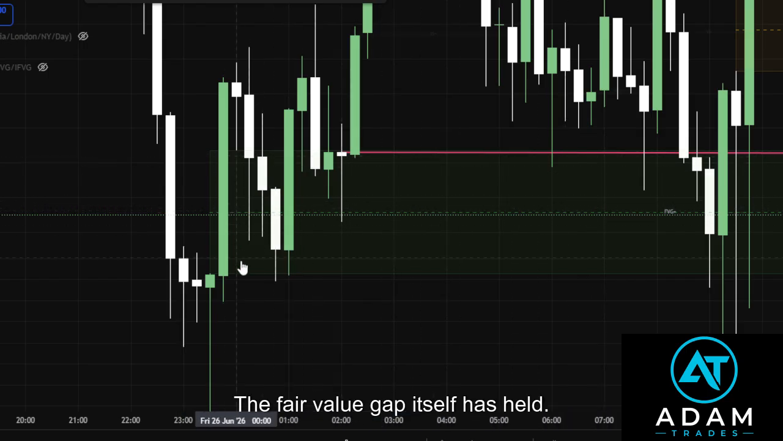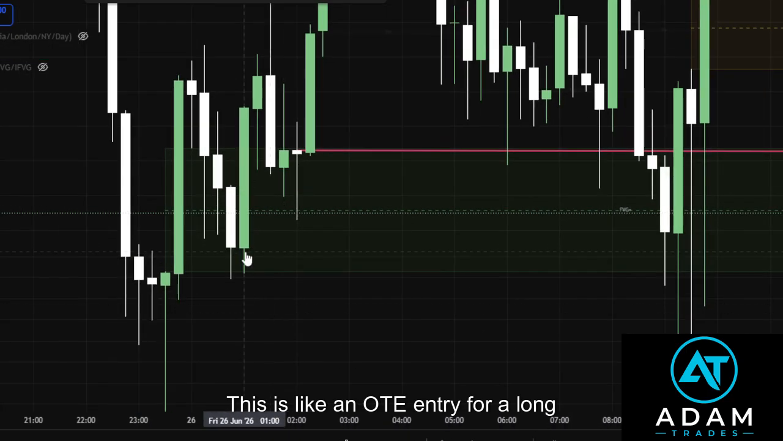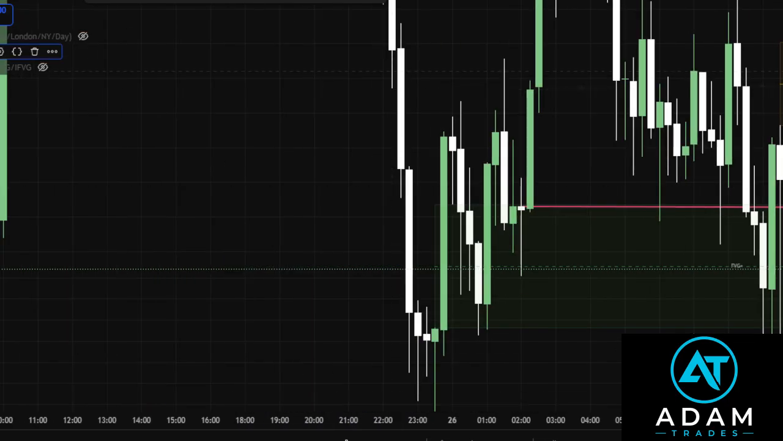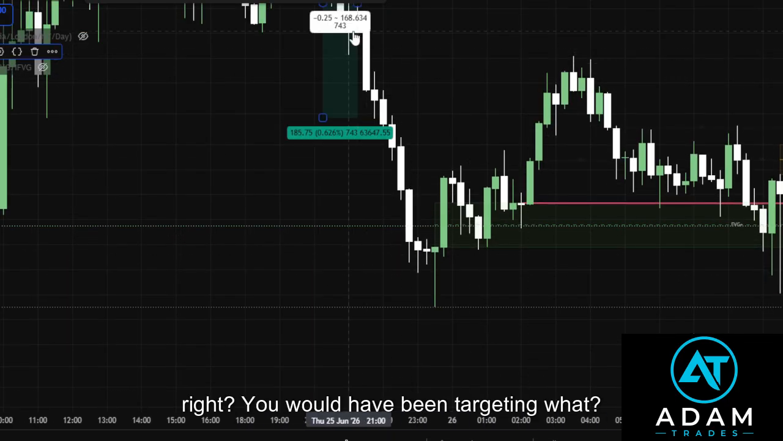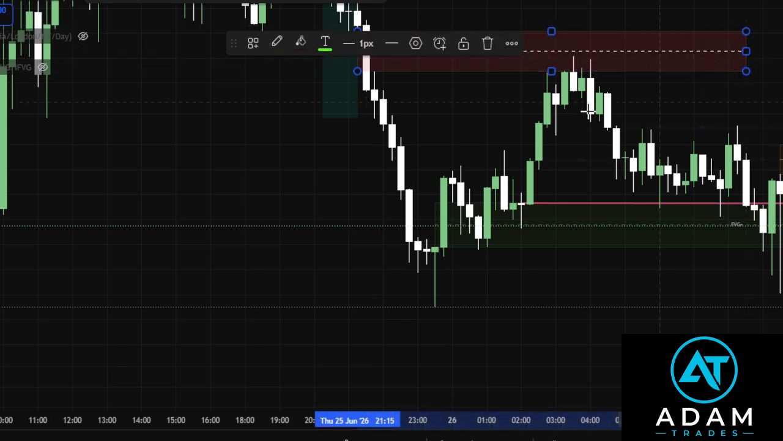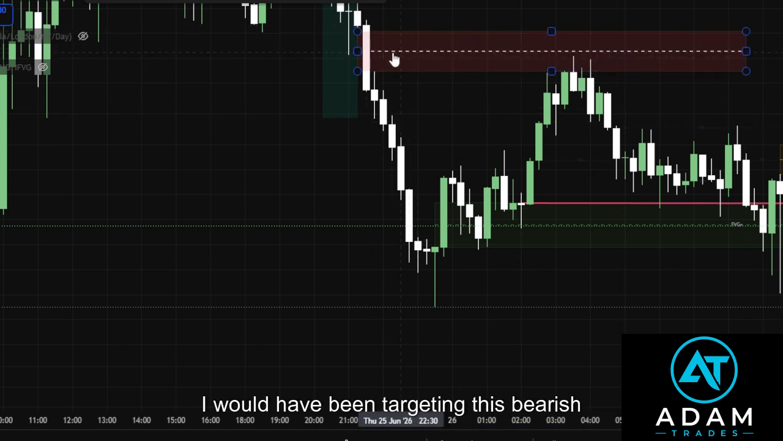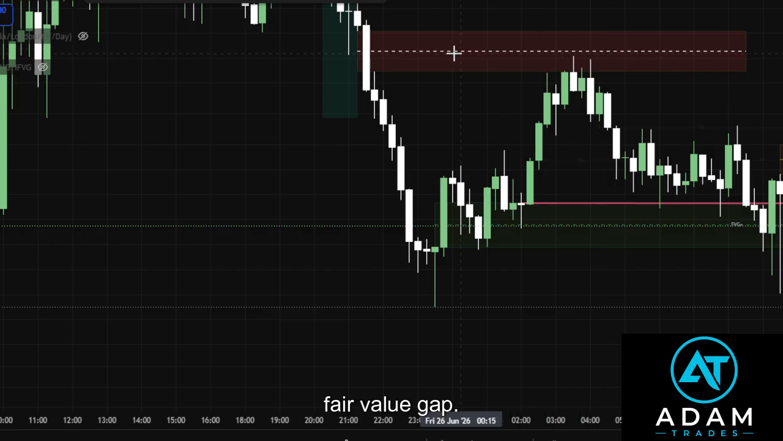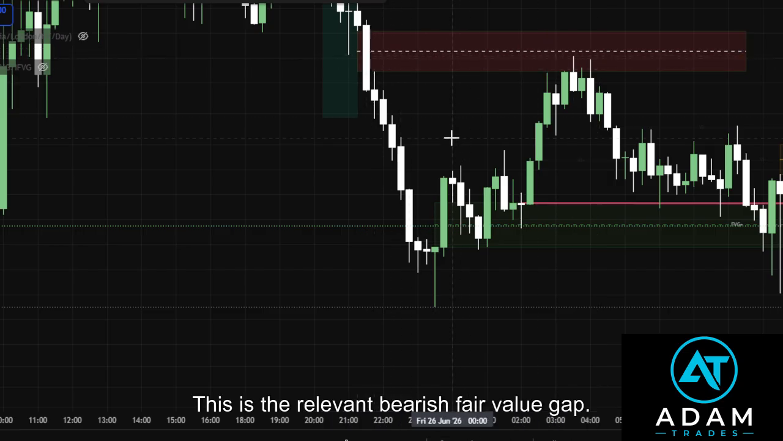The fair value gap itself has held. This is like an OTE entry for a long earlier, right? You would have been targeting what? Internal range liquidity? Perfect. I would have been targeting this bearish fair value gap. This is the relevant bearish fair value gap.